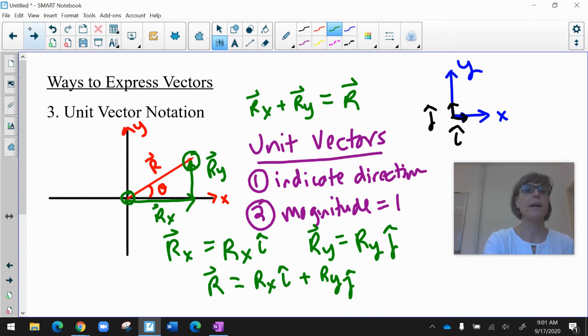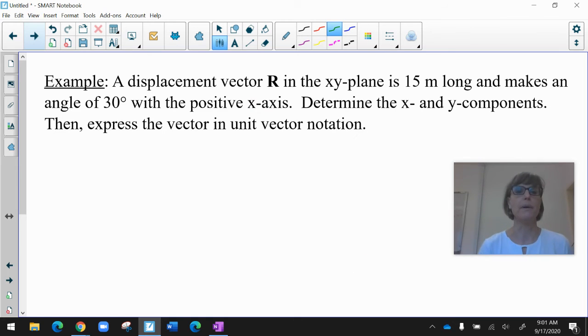All right, so let's play around with this. Okay, we'll do an example. A displacement vector R in the xy plane is 15 meters long and makes an angle of 30 degrees with the positive x-axis. Determine the x and y components, then express the vector in unit vector notation. First of all, notice here that this program doesn't allow me to put a little arrow over my vector. So I had to bold it, and I'm just going to put a little arrow over there now so that you understand that it's really a vector, right?